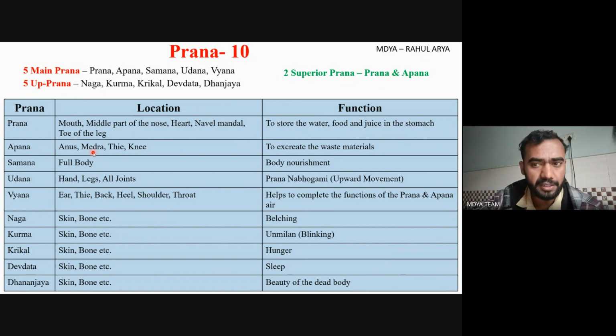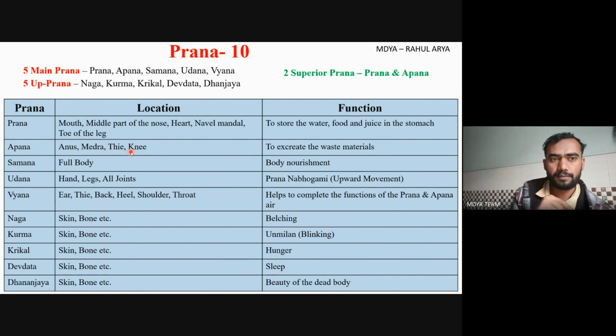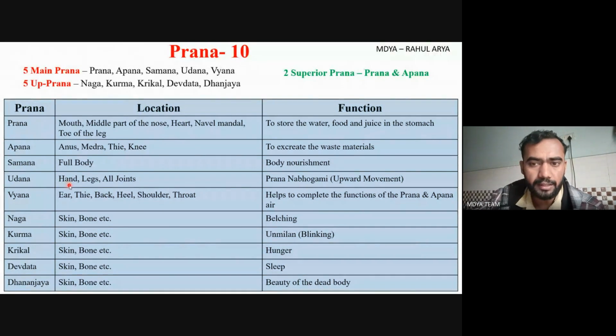Apana: anus, middle, thigh and knee. Knee, you can understand here, it is the location of the apana. Thigh and knee. That kind of question came, where on one side are given prana, apana, samana, udana, and on the other side the toe, the knee, then full body, then hands, and you have to join them. Prana you will join with the toe, apana with knee, samana with full body, udana with hand. These kinds of questions will be in the exam.